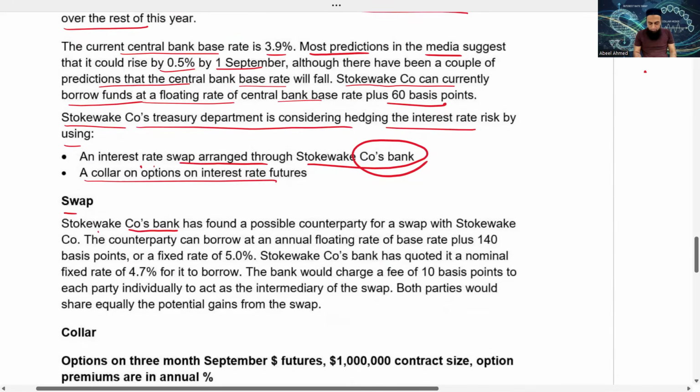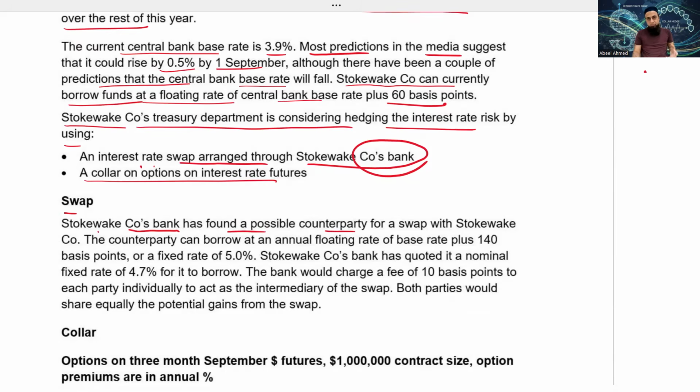Stockway company's bank has found a possible counterparty. Bank has found, not us. It means if something goes wrong, that the counterparty defaults, the default risk of the counterparty does not fall on us, because we have not found the counterparty. Who has found the counterparty? Bank. So bank will take care of each and everything. If the counterparty is unable to make the payment, bank will have to look after that, not us.